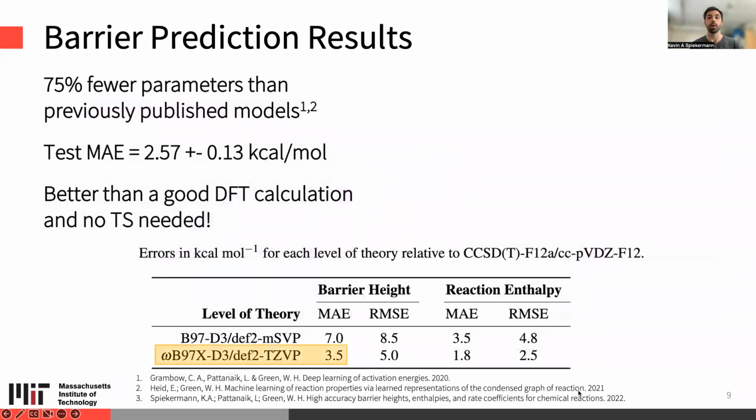And then quantitatively, our model had 75% fewer parameters than other published models that were trained on this same data set. So ours is lightweight and thus more practical to integrate into prediction workflows where we want to quickly estimate barriers. Also, our test mean absolute error was 2.57 kcals per mole relative to this very highly accurate level of theory. And just to put that number in context, it means that our model is giving predictions that are better than a good DFT calculation, which would have a 3.5 kcal per mole error relative to the coupled cluster value. So that's really exciting, and it should offer huge time savings for the user.